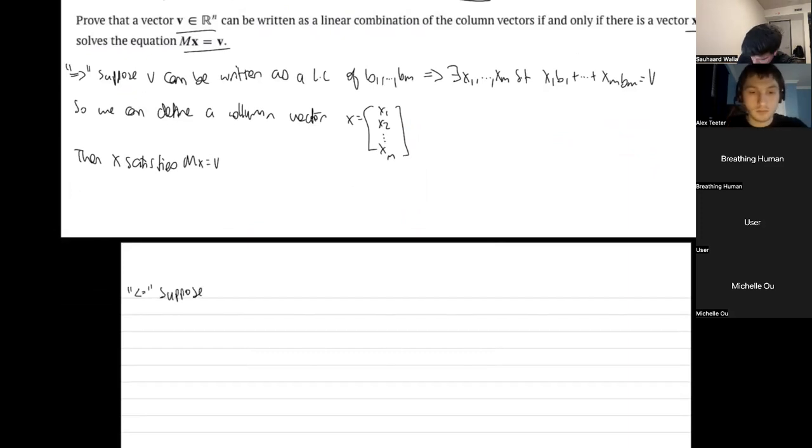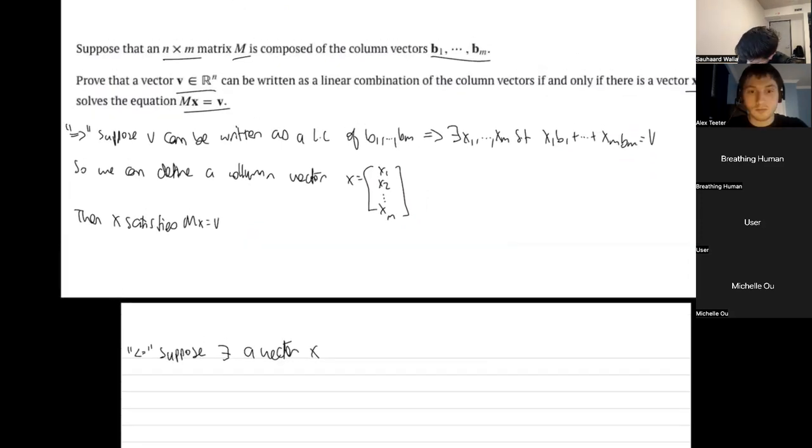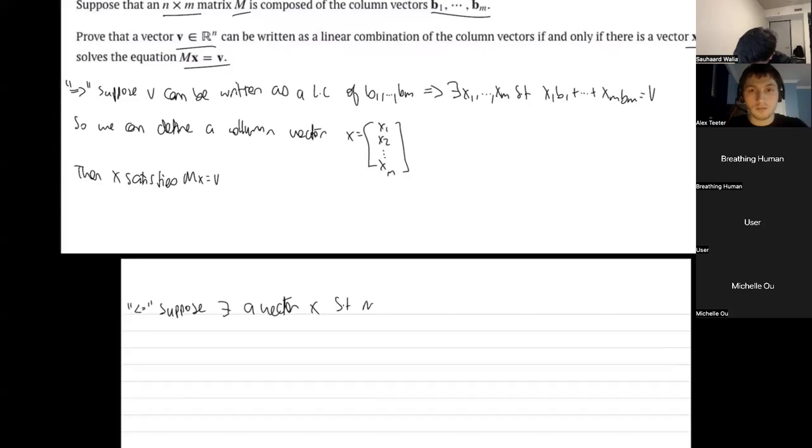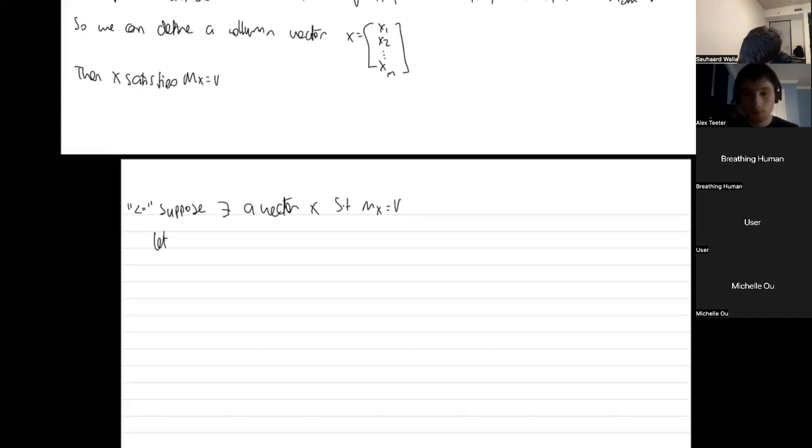suppose there exists a vector x such that Mx is equal to v. Suppose. And we want to prove eventually that v can be written as a linear combination of the column vectors. How do we do that? Well, let's say column vector x is equal to, again, just x1, arbitrary elements for now, till xm. We haven't specified what correlation to have with v.